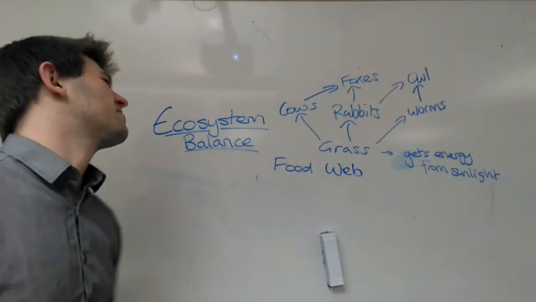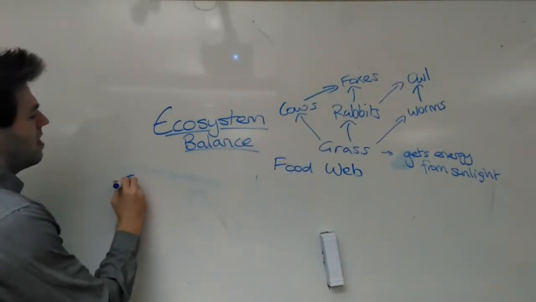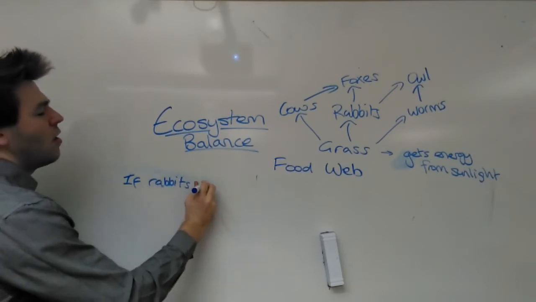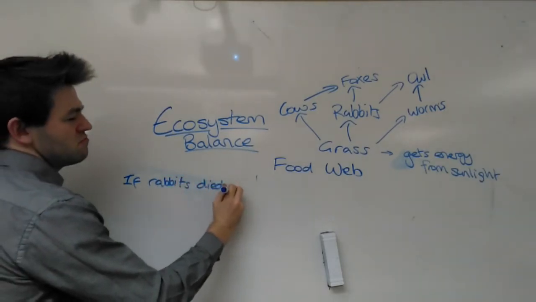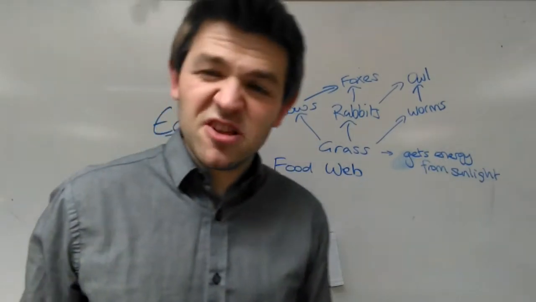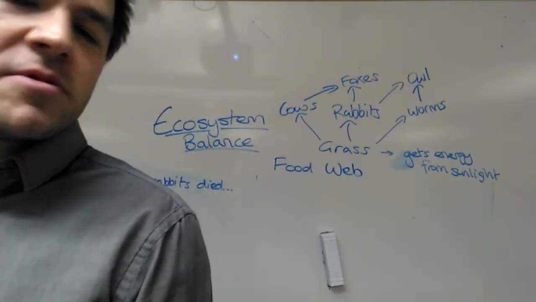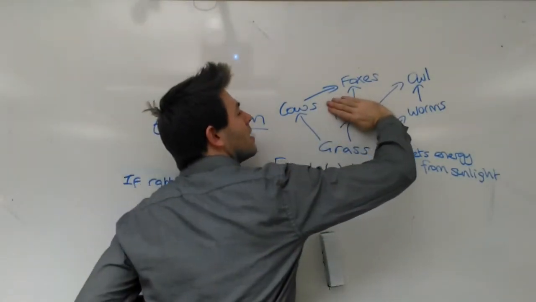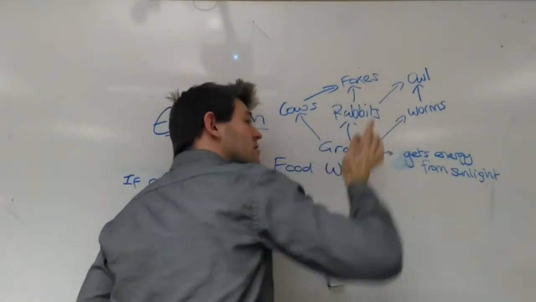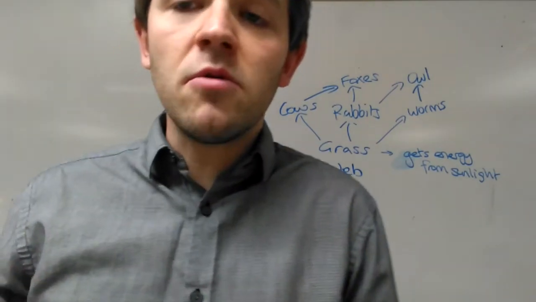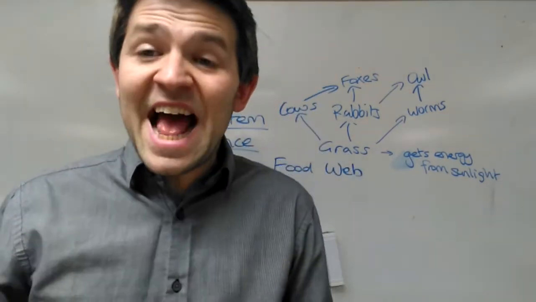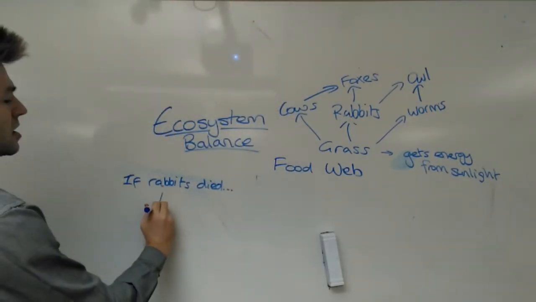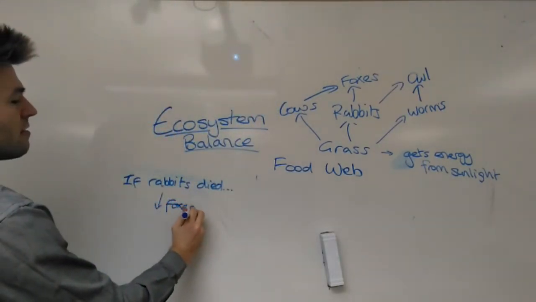If I take this here, if the rabbits all died, who knows? Maybe they got ill, had a virus. All the rabbits died. Then, what will the foxes do? Well, there's less food for the foxes. So maybe the foxes go down.